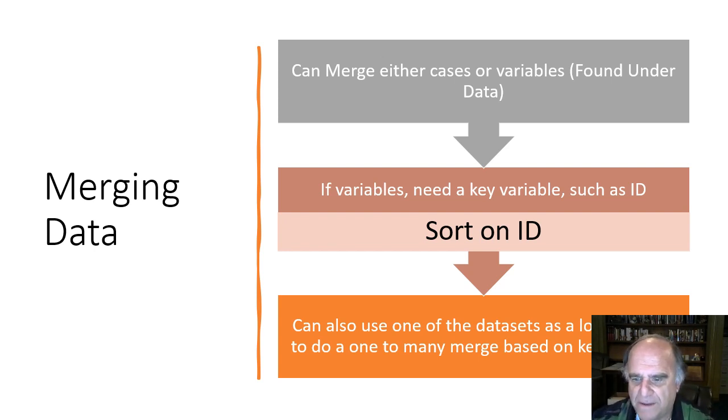And then there's also an option where you can use basically one of the data sets as a lookup table, or a table that contains data that's to be matched to all the data in the other file. So if you know what a lookup table or a lookup file is, you can use one of your data sets as a lookup file and do a one-to-many merge based on your key variable or your ID. So you can do what's called a one-to-many merge when you have one data set that's serving basically as a lookup file or a lookup table.